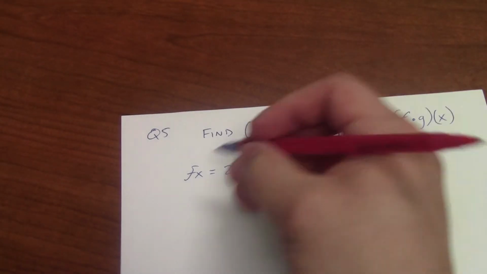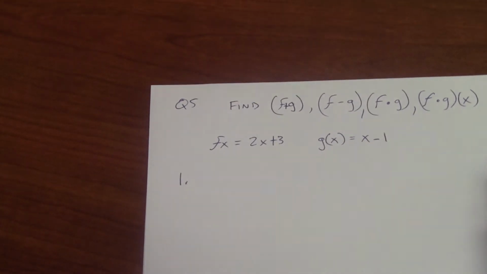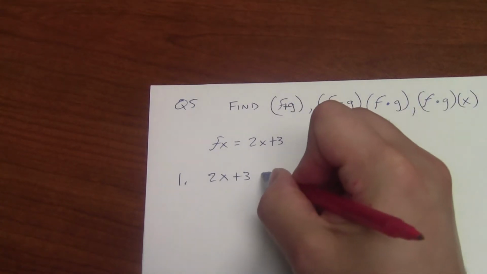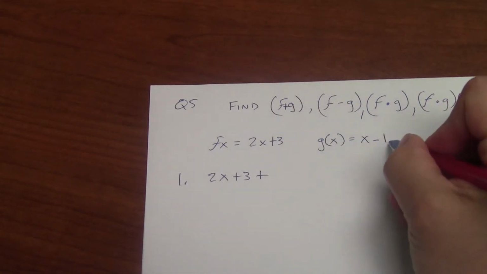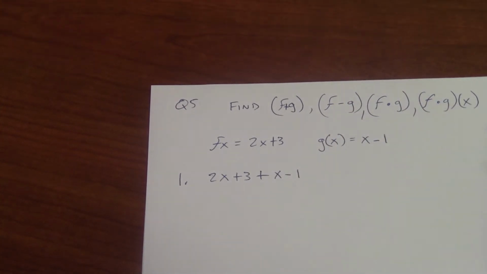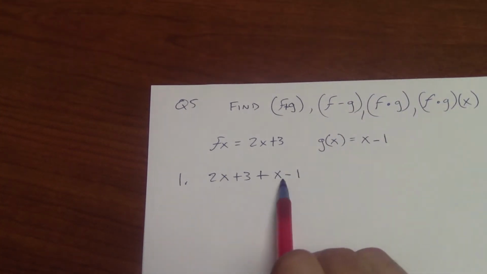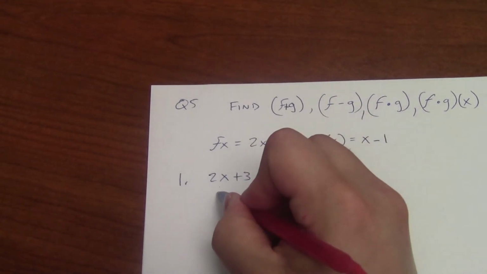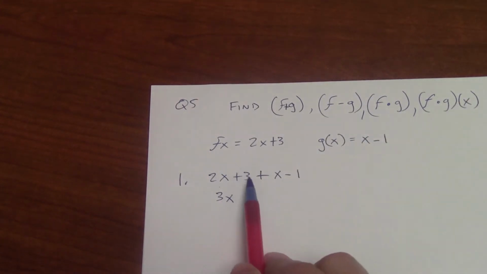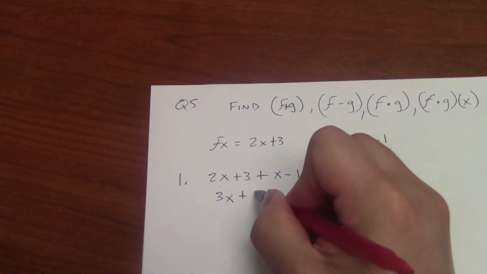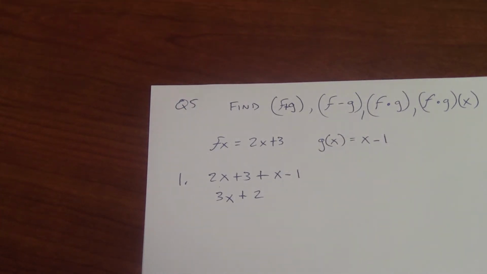So I'm going to go, let's go number 1. So 2x plus 3 plus x minus 1. All right, so all we do is just combine like terms. So x's and numbers. So 2x and x gives you a 3x. A 3 and a negative 1 gives you 2. And that's your answer. That's all you got to do.